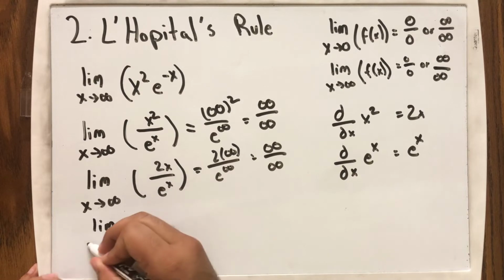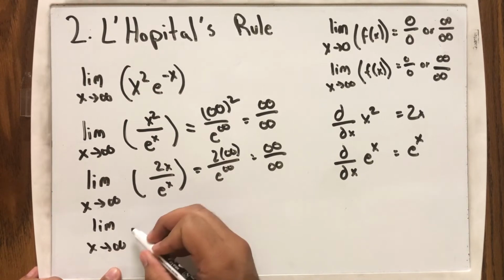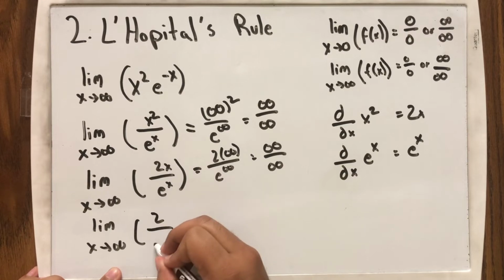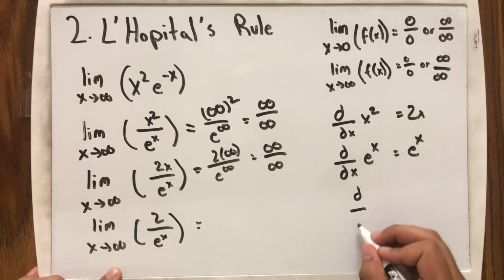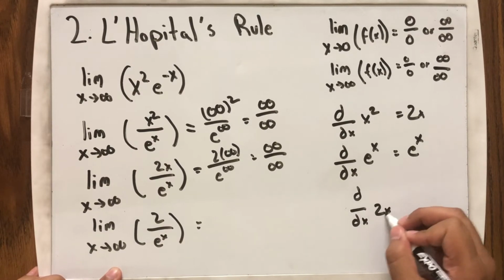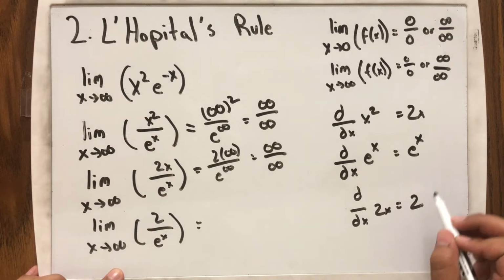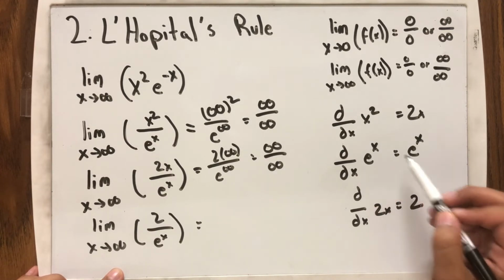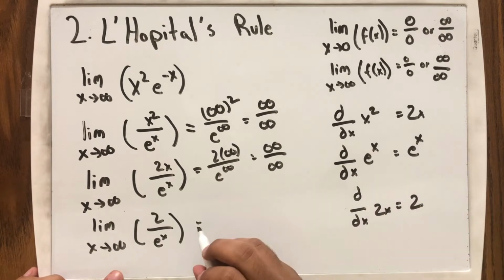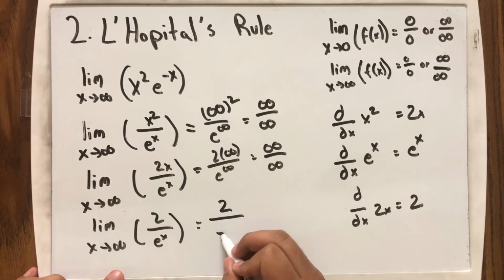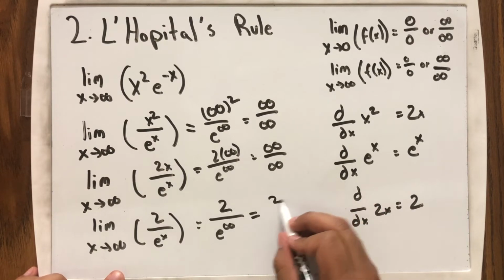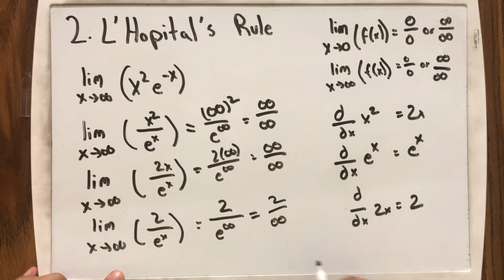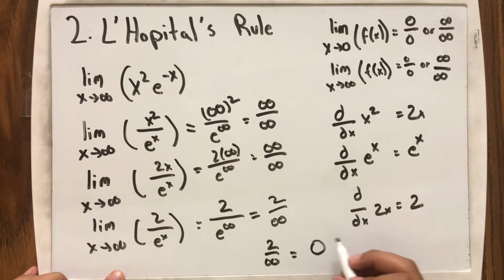So the limit as x approaches infinity would now be 2 over e to the x, because d over dx of 2x is equivalent to 2, and like we said before, the derivative of e to the x is equivalent to e to the x. So now we plug in infinity, 2 over e to the infinity would be equivalent to 2 over infinity, and that is equivalent to 0.